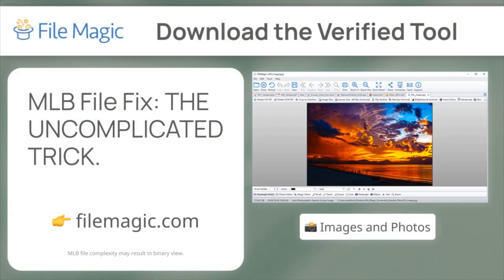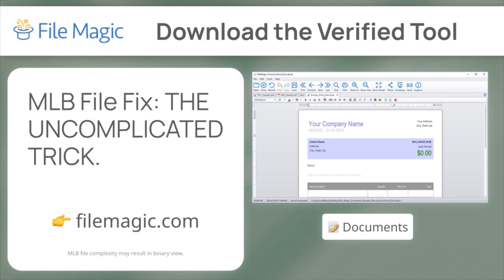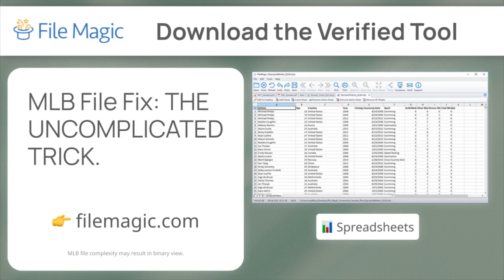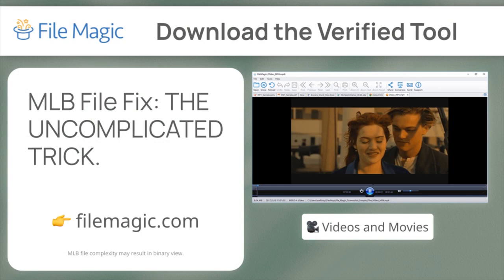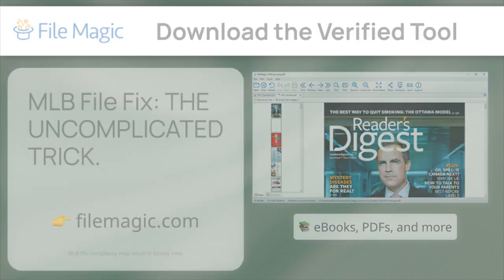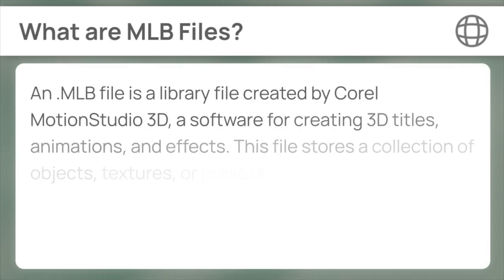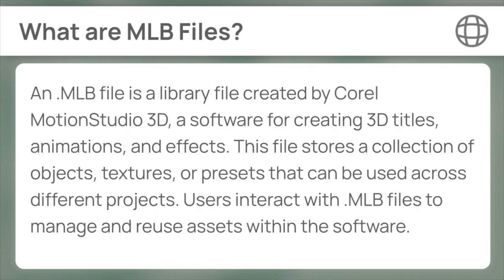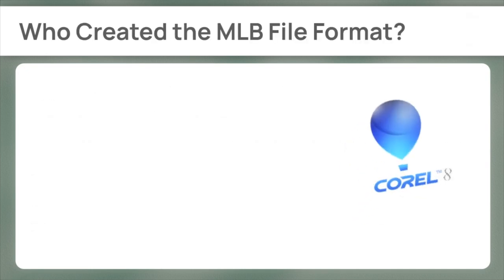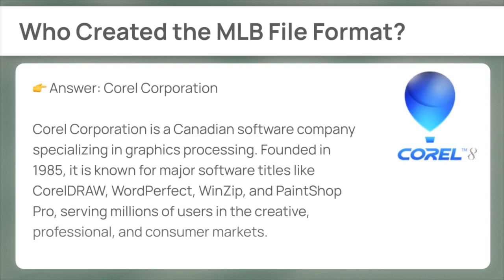We are going to maximize results with a single, highly effective MLB file inspection program that provides coverage for a wide range of formats. An MLB file is a library file created by Corel MotionStudio 3D, a software for creating 3D titles, animations, and effects. This file stores a collection of objects, textures, or presets that can be used across different projects. Users interact with MLB files to manage and reuse assets within the software.